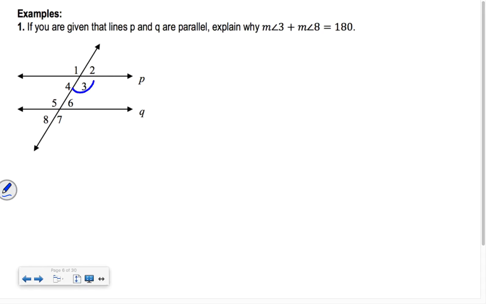So 3 and 8. Those aren't alternate interior or alternate exterior. They're nothing, okay? So what could we use? So let's think about, well, these aren't the same. These are opposite each other, actually. So I want to explain that they add up to be 180. Yeah, so what do you think, Roman?